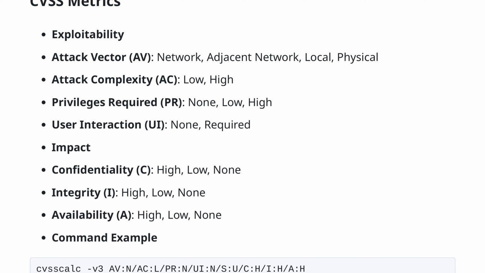For practical understanding, a command example is provided. CVSS:3.0/AV:N/AC:L/PR:N/UI:N/S:U/C:H/I:H/A:H. This vector string corresponds to a vulnerability that is exploitable over a network, has a low complexity, requires no privileges, no user interaction, is unchanged for scope, and has high impacts on confidentiality, integrity, and availability. These metrics allow us to accurately assess and prioritize vulnerabilities based on their exploitability and potential impact.